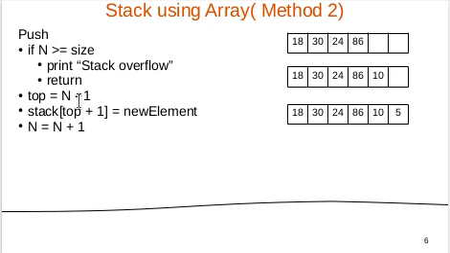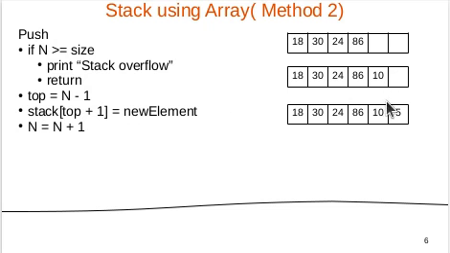Otherwise, top equal to n minus 1, that means top equal to 3. Now stack of top plus 1, that means stack of 4. Stack of 4 means 0, 1, 2, 3, 4. This position will be the new element and n will be n plus 1. That means the number of elements present in the array will be incremented by 1, that is 5.